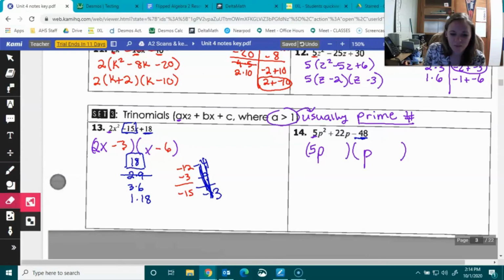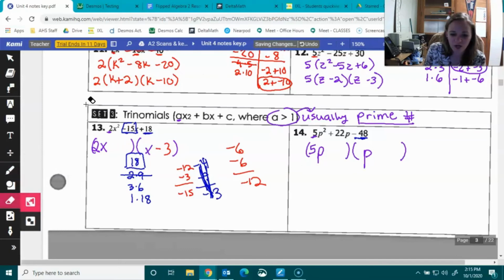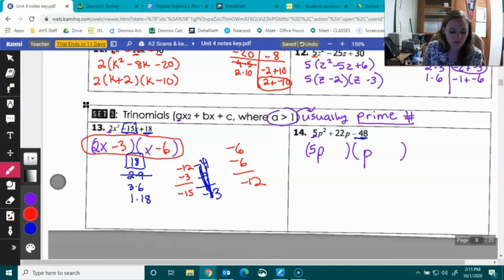Just to show you what happens if I switch them, it's actually the wrong answer. Because I would get 2 times negative 3, which is negative 6, and then negative 6 times 1 is negative 6, giving me negative 12. So negative 12 is not what I wanted; I wanted negative 15. So it does matter the order that the factors are in. So this case does work.